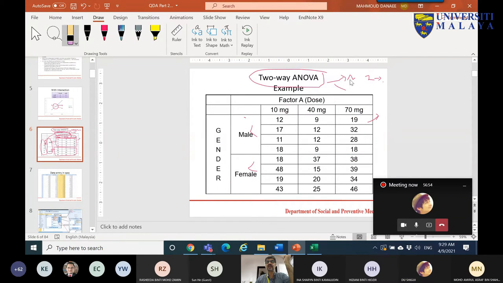we want to analyze this data, two-way ANOVA. It's very simple, don't worry. As long as you understand the concept, the analysis is very simple. So I want to enter the data to SPSS. First of all, let me open my SPSS.